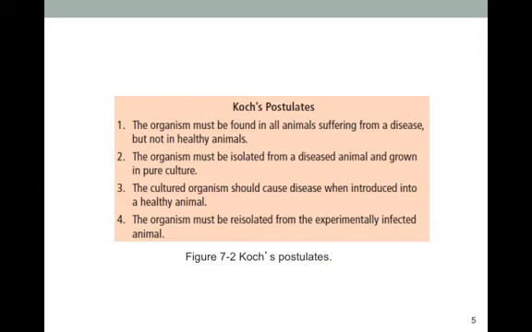And these are Koch's postulates, and this is figure 7.2 in your book. The organism must be found in all animals suffering from a disease, but not in healthy animals. The organism must be isolated from a diseased animal and grown in pure culture. The cultured organism should cause disease when introduced into a healthy animal. And the organism must be re-isolated from the experimentally infected animal. So all of those help identify the disease that we're trying to fight.